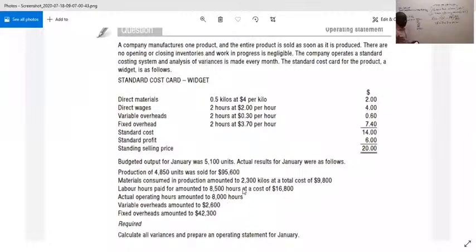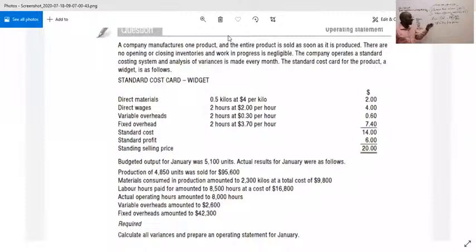I love variances. Why do I love variances? Because I know, number one, it must be tested in your exam, and people tend to fear it for nothing. Actually, it is the easiest topic. You can't even compare this with process costing. It is a very easy topic. The only thing you need to do is to know where to throw your eyes.